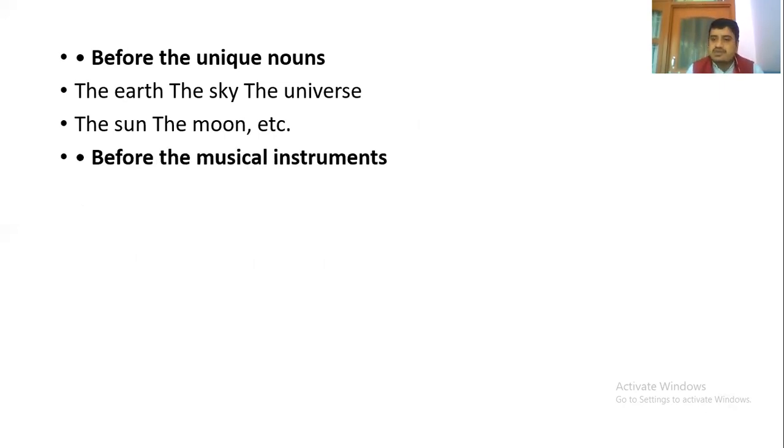Before the musical instruments. Musical instruments, when we talk about them in the sense of playing, learning, teaching, having lessons, instructing, etc. So he is playing the piano. She can play the violin. They wanted to learn the harmonium. My friend is teaching me the guitar. He's beating the drums. Can you play the flute?